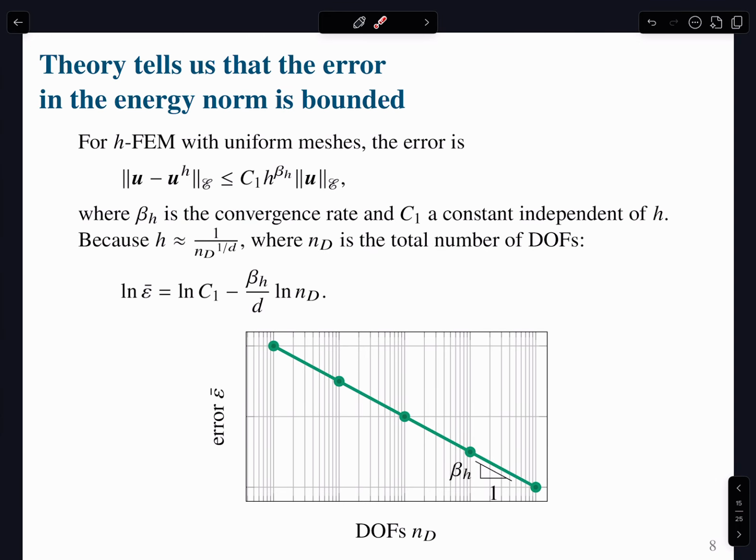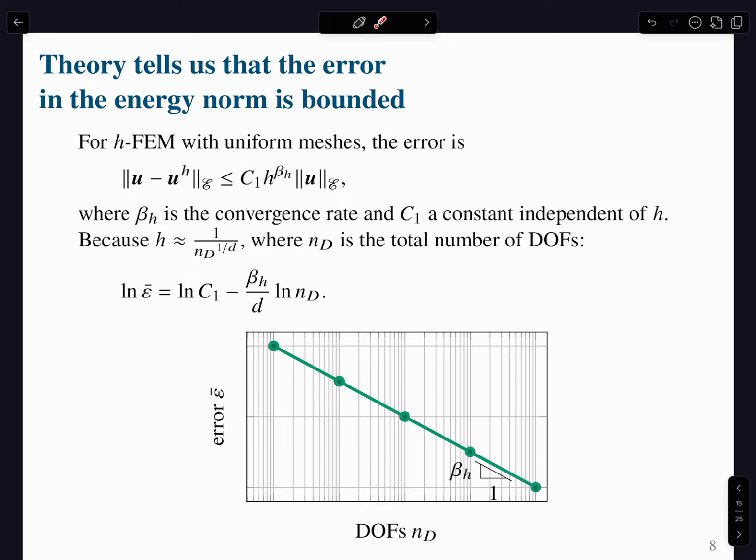Now, we do the same, but we take a look at the number of degrees of freedom of a problem. Of course, we do this because when we move to ℎ-FEM, talking about the mesh size makes no sense anymore, right? The mesh size is going to be fixed. And so we also normally look at the number of degrees of freedom and how the error reduces when you are increasing the number of degrees of freedom, right?